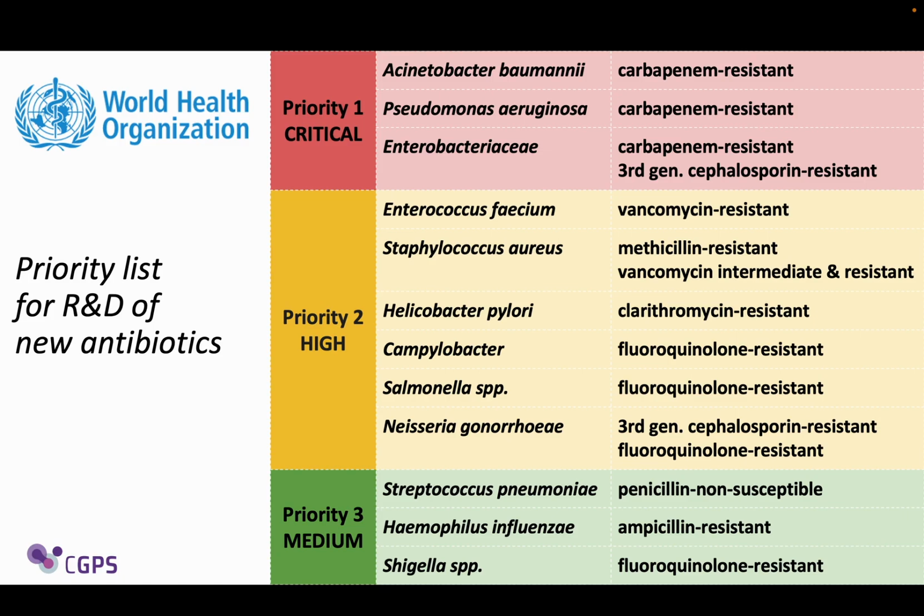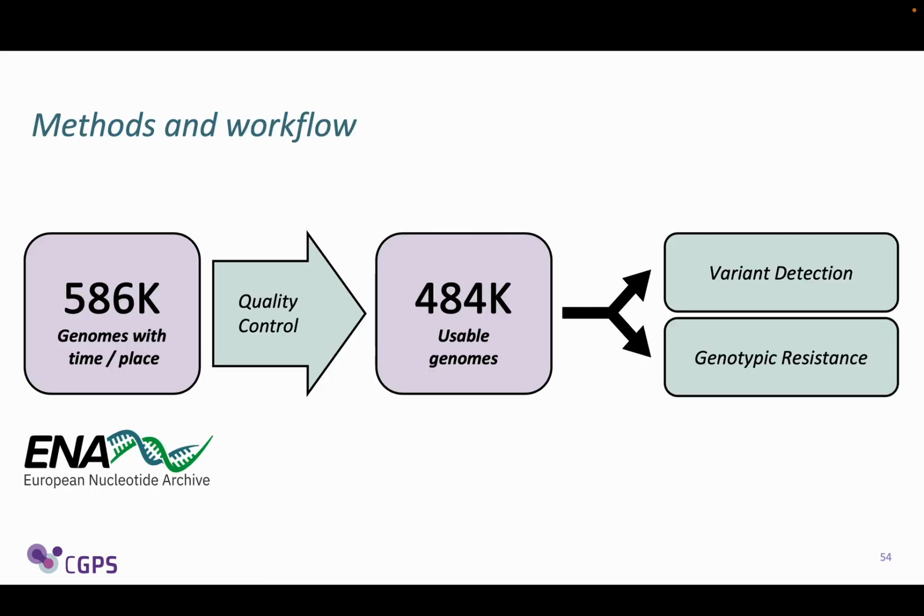So we have a very nice framing piece of work from the WHO. Now this is actually the previous list of priorities. There is an updated version, but clearly I haven't updated my slide yet, so apologies. But these bug-drug combinations have been identified by the WHO as global priorities for the development of new antibiotics. So this gives us a real frame to be able to look into the archives to try and understand what the information is telling us.